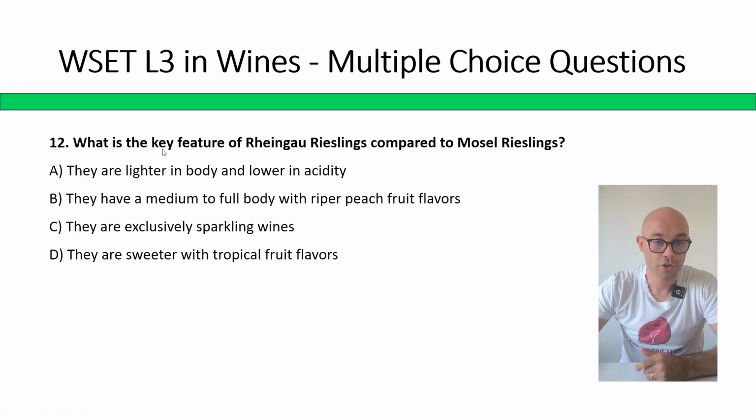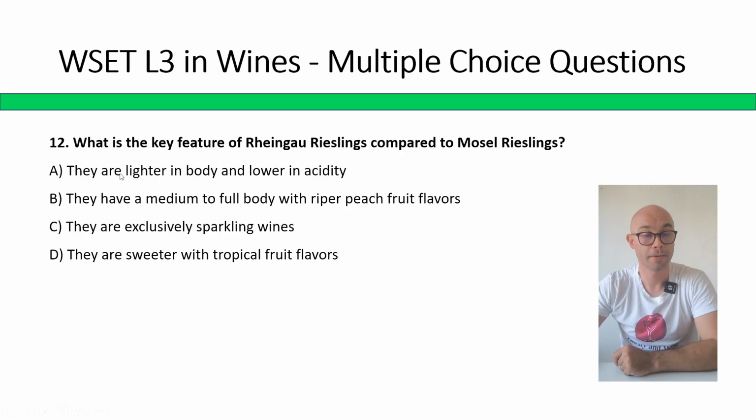What is the key feature of Rheingau Riesling compared to Mosel Riesling? They are lighter in body and lower in acidity. They have a medium to full-bodied with riper peach fruit flavors. They are exclusively sparkling wine. They are sweeter with tropical fruit flavors. The correct answer is B.